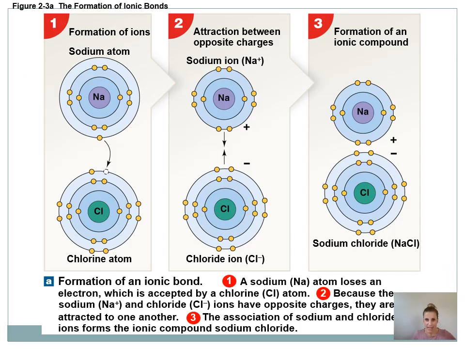So here's an example of an ionic bond forming between two atoms, a sodium atom and a chlorine atom. And this forms something called sodium chloride. That is table salt. So when you put salt on your food, this is what you're putting on your food. The reason the sodium and the chlorine attach to each other is because of their valence electrons and because they form an ionic bond together.